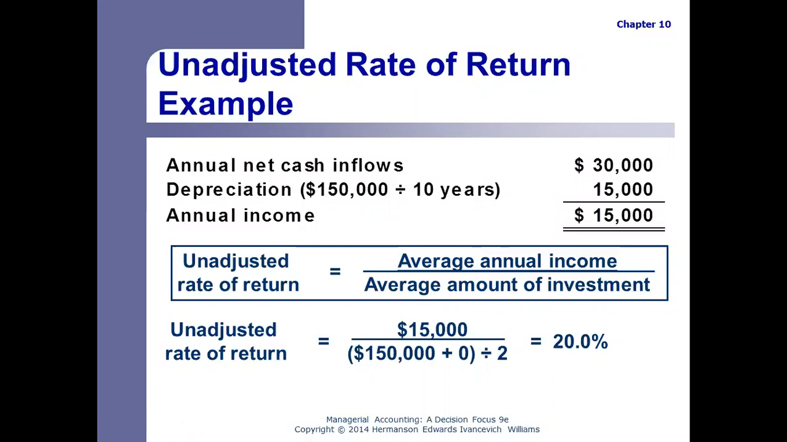So the annual income is the $30,000 cash coming in minus the $15,000 depreciation, which is $15,000. The unadjusted rate of return, again, is the average annual income, the $15,000, divided by the average amount of the investment. We started the year with no investment, and we made this $150,000 investment during the year. So the average is 150 plus zero, divided by 2, so $75,000. So the unadjusted rate of return is the $15,000 divided by $75,000, or 20%. This is a quick and easy method to figure out about how much we are going to make if we make this investment. So 20% a year is how much we will get.